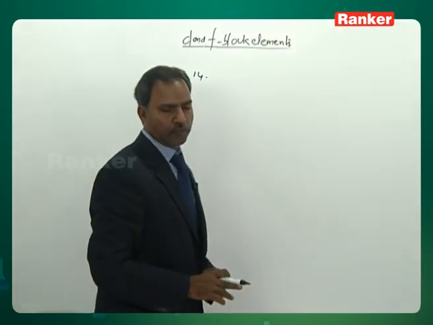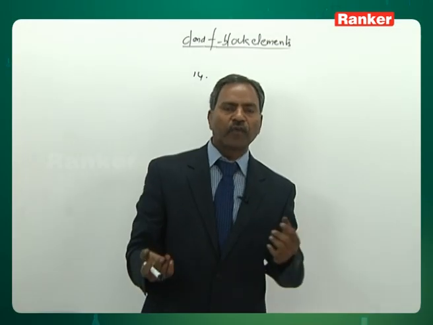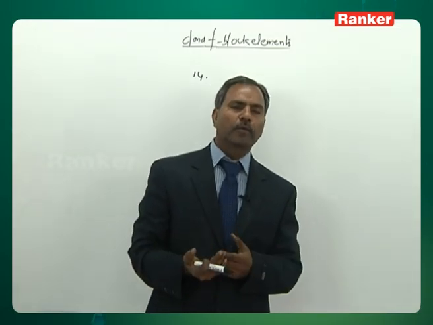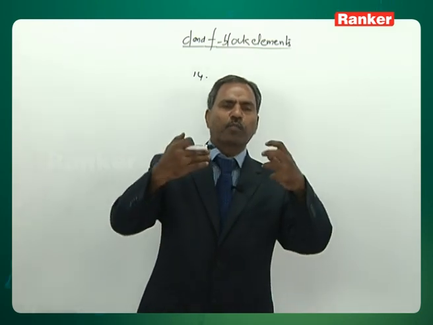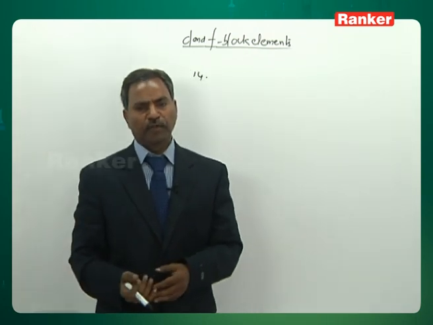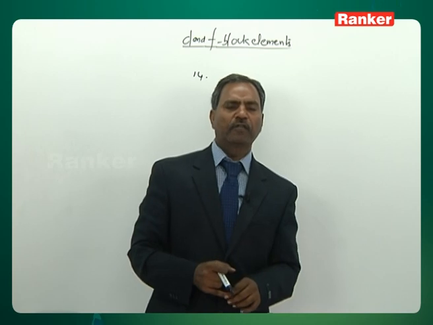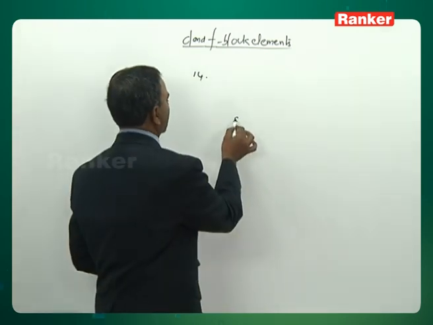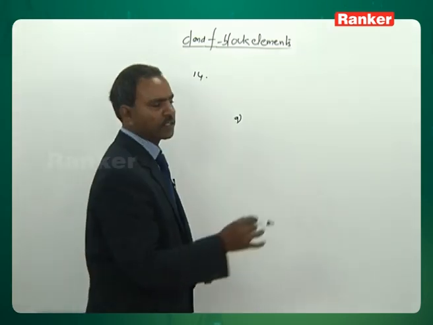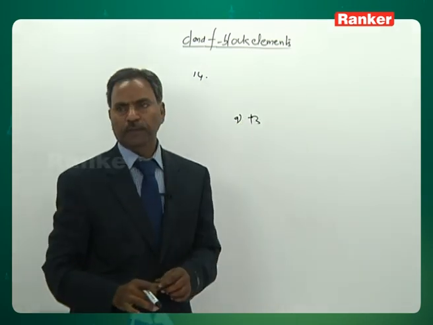Coming to question number 14: which of the following is unlikely to exist? When such a question appears, remember that a metal cannot form a compound with more than its possible oxidation number. Look at option A: vanadium has a plus 3 oxidation number. Yes, possible. For vanadium, plus 3 is possible.